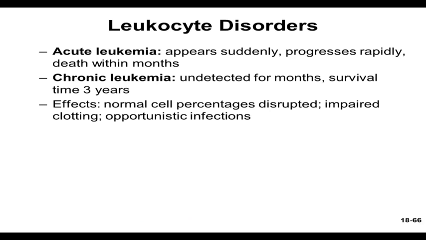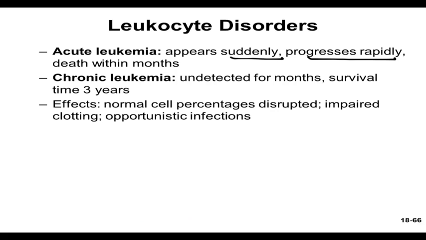You may also hear about leukemias being acute or chronic. Acute leukemias are sudden onsets, usually progress very rapidly, and the patient, if they don't respond to treatment, can certainly be dead within a few months. Chronic leukemia can go undetected for months, and then even after diagnosis, survival time can be much, much longer.